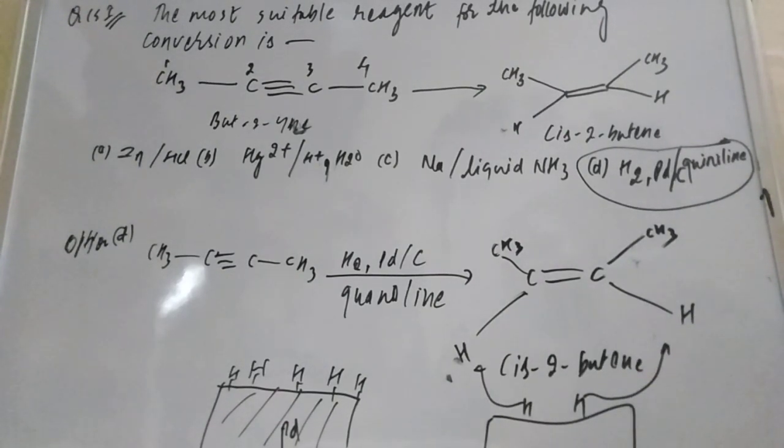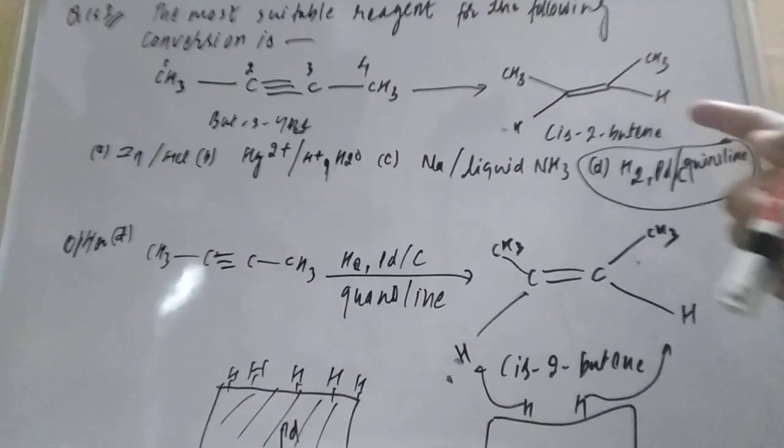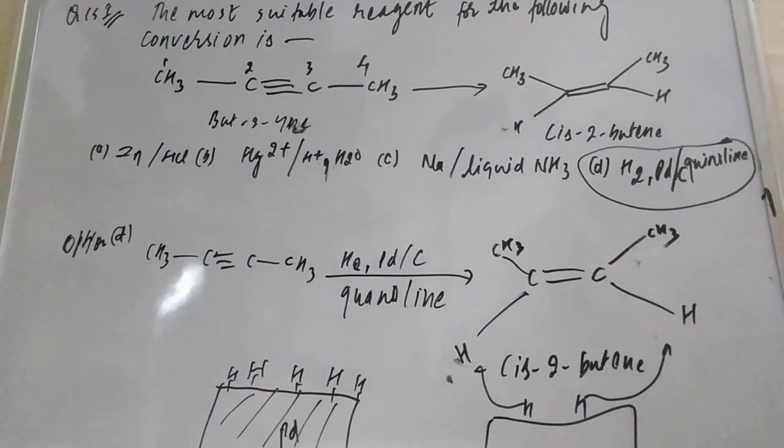So what would be our answer, student? Hydrogen with palladized charcoal will be the catalyst used to convert but-2-yne to cis-2-butene. This is our answer, student. Now let us move to another problem.